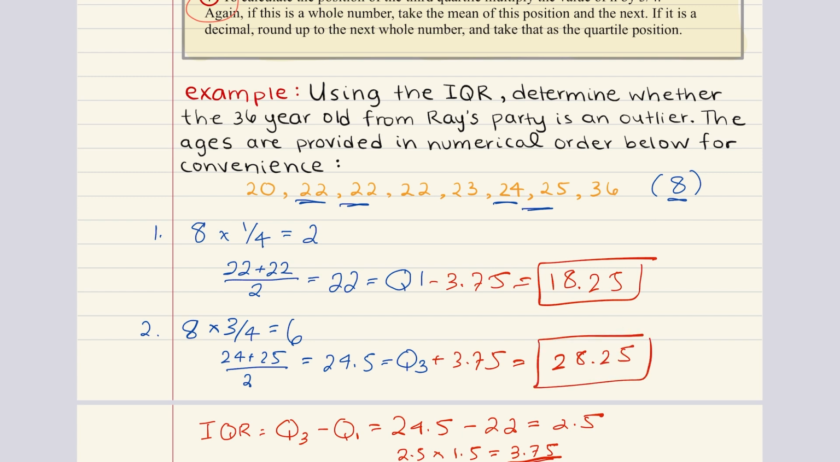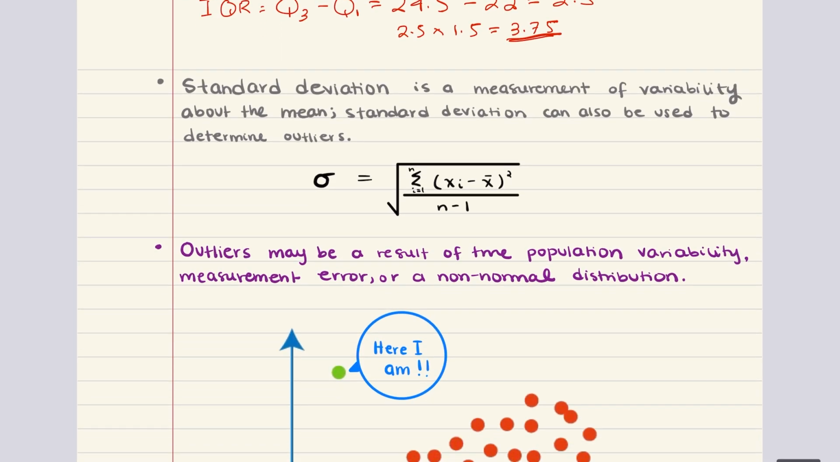This means that any value above 28.25 or below 18.25 will be an outlier. Since 36 is well above 28.25, it is indeed considered an outlier in this data set. And with that, we've completed this problem. And now we can move into our discussion on standard deviation.